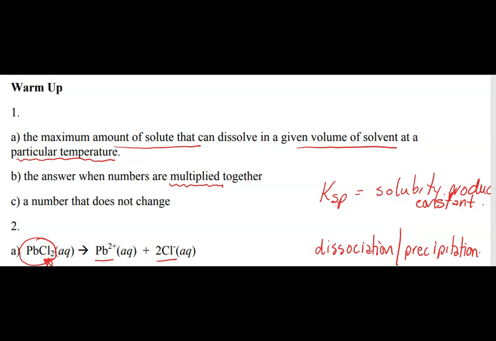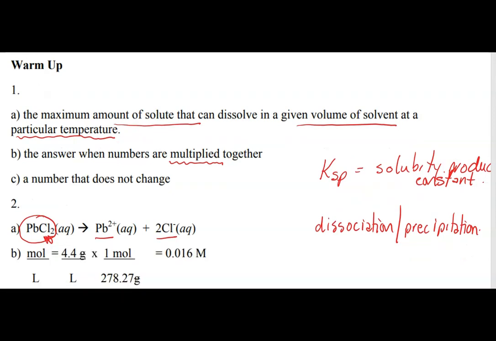And then question B says, calculate the molar solubility of the lead chloride at this temperature. So if we look at dimensional analysis, we've got 4.4 grams per liter. We want to get rid of those grams and get into moles per liter. So in terms of moles per liter, we're going to multiply by the inverse of the molar mass. Grams will cancel with grams, and the molar mass of lead chloride is 278.27. So you should have come up with 0.016 moles per liter.